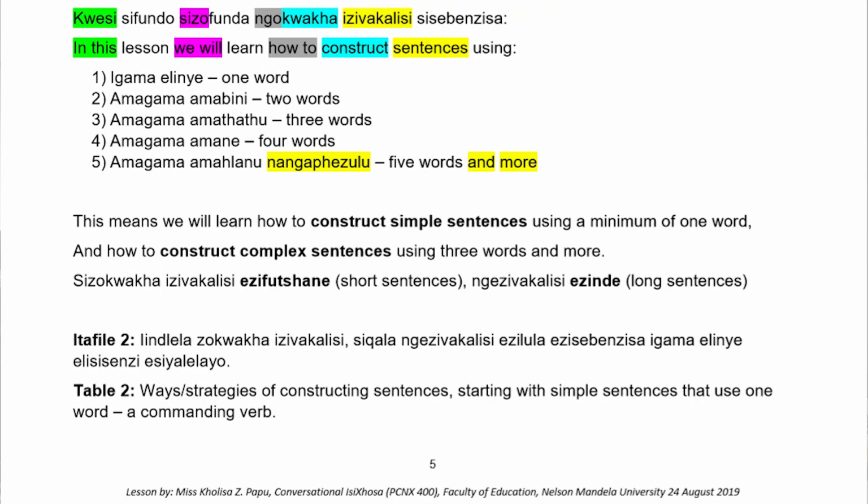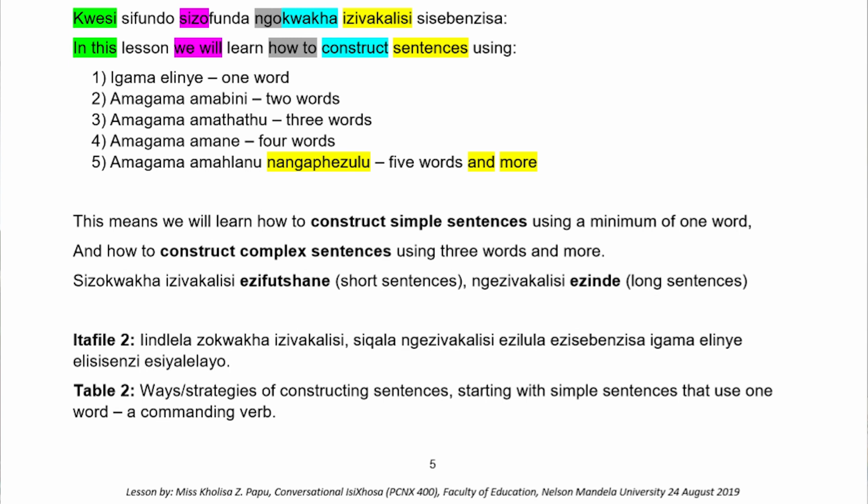Lastly, we are going to learn to construct sentences using 5 words and more. Sizofunda ukwakha izivakalisi sisebenzisa amagama amahlanu nangaphezulu. So, this means we will learn how to construct simple sentences using a minimum of 1 word. Simple sentence using a minimum of 1 word. And we are going to learn how to construct complex sentences using 3 words or more.